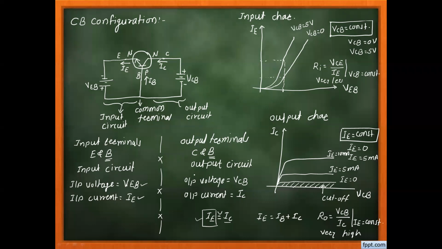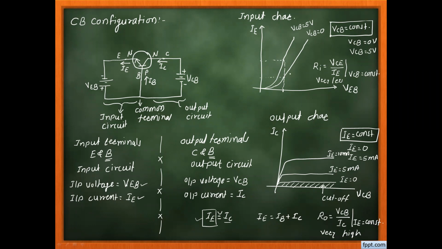So what are the points you need to summarize? Number one, in a common base configuration, the base terminal is common. Number two, the emitter base junction is connected in forward bias. Number three, the collector to base junction is connected in reverse bias. Number four, input terminals are emitter and base, so the input voltage is VEB and the input circuit current is IE. Number five, output circuit terminals are collector and base, so the output circuit voltage is VCB and the current is IC.